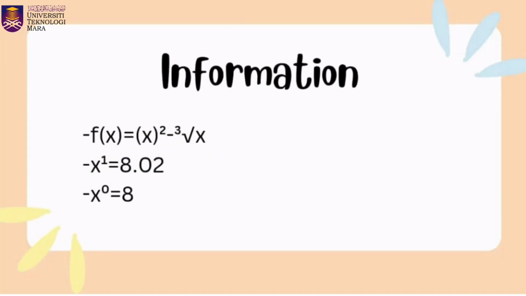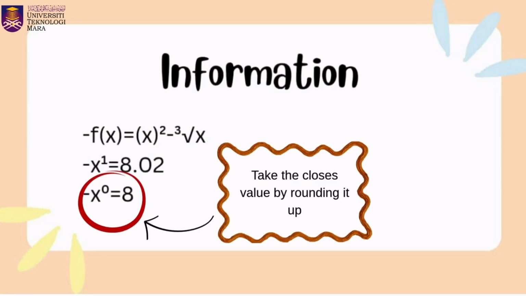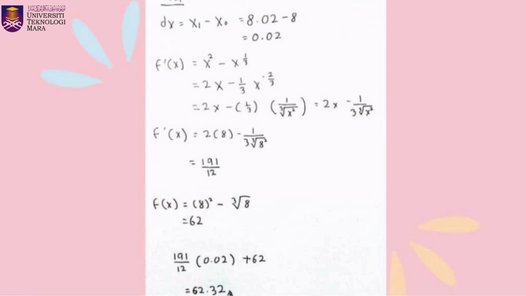The information that we could get from the question is f(x) = x² − 3√x, x1 = 8.02, x0 = 8. The reason why we got 8 for x0 is that we take the value closest to x1. In order to get the final value, first we need to determine dx. dx equals x1 minus x0. Replacing x1 minus x0 with 8.02 minus 8, we get 0.02.